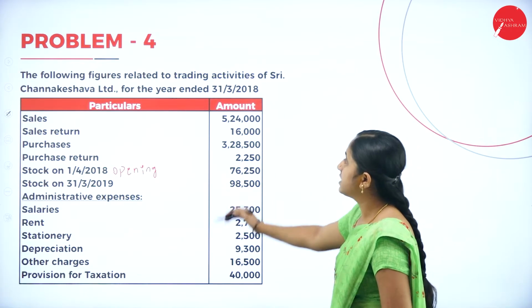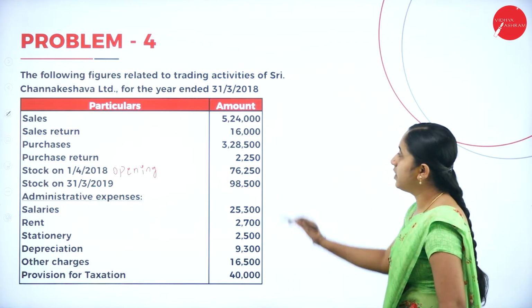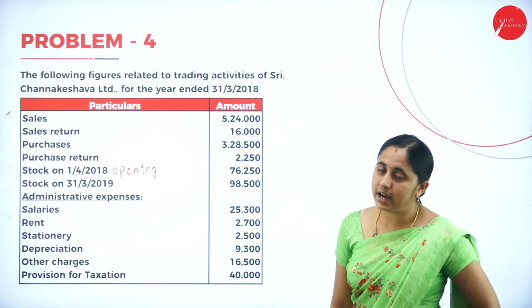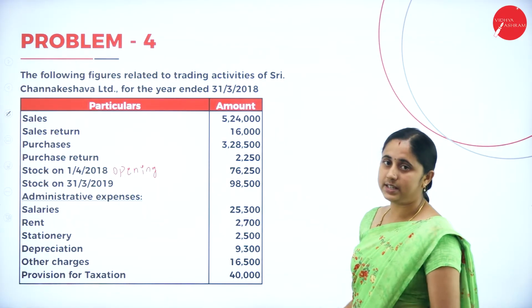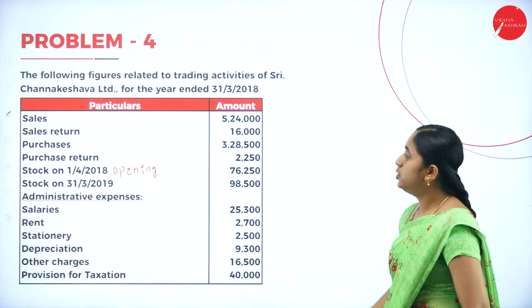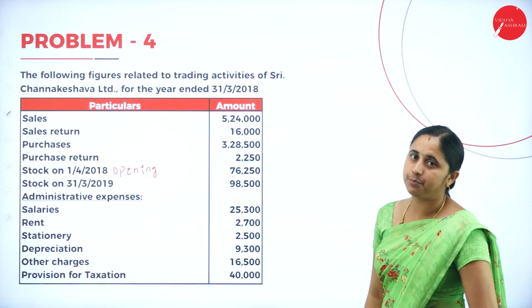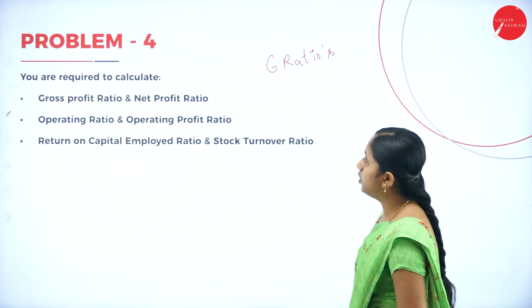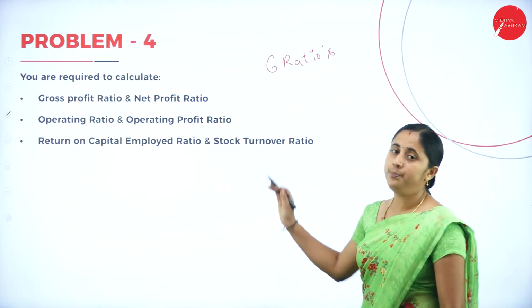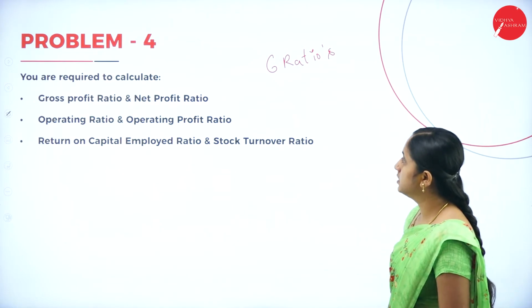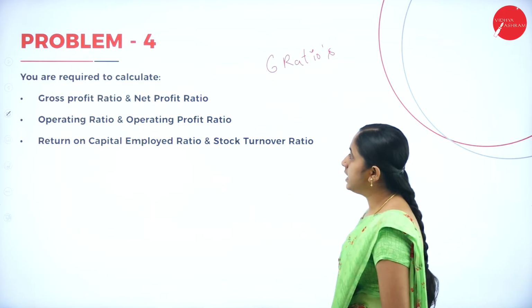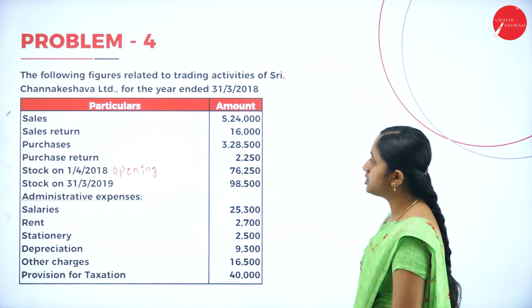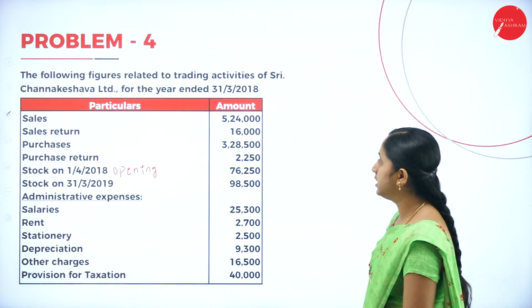Here, this is a trial balance. In this problem, they have given the trial balance, but in the previous question they directly gave the trading and profit and loss account, so it was easy to calculate the ratios. Now we need to prepare the trading and profit and loss account so that we can easily calculate gross profit, net profit, operating ratio and all the others. To calculate these ratios, the trading and profit and loss account is necessary. Using this information, first you need to prepare the trading and profit and loss account.